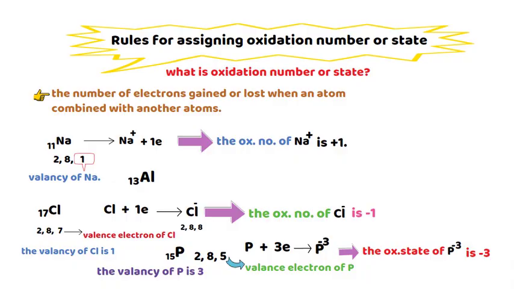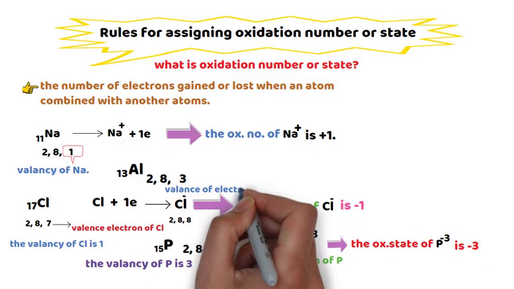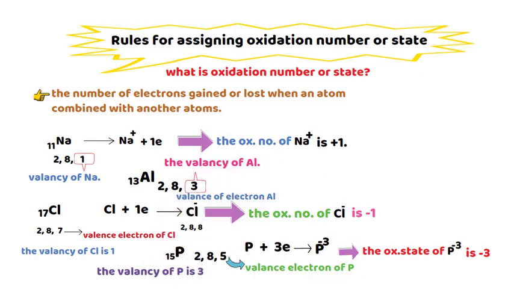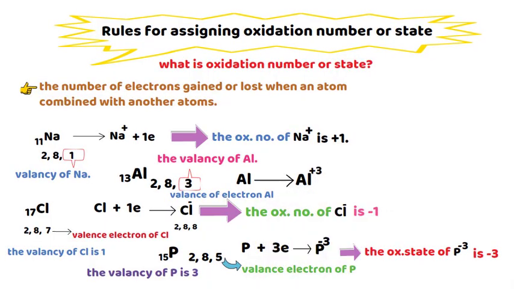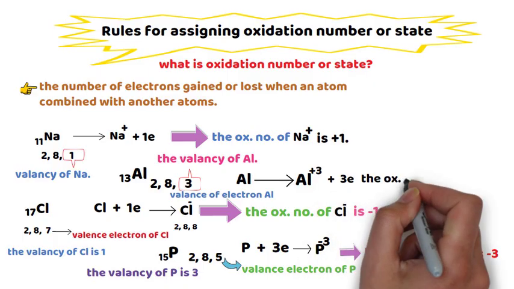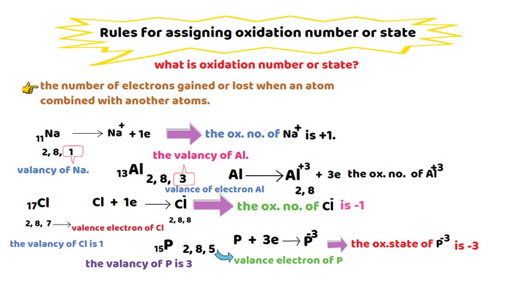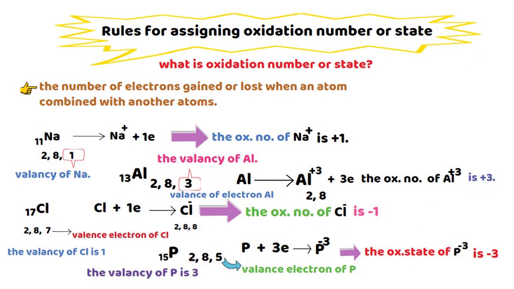Aluminum atomic number 13. Its electron configuration is 2, 8, 3 in the main shell. The valence electron of aluminum atom is 3. And again, the valence of aluminum atom is 3. That means aluminum loses 3 electrons to form aluminum +3 ion. The oxidation number of aluminum +3 is +3, and aluminum +3 ion has 8 electrons in its outermost shell.